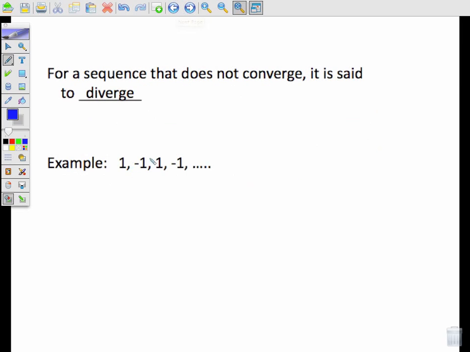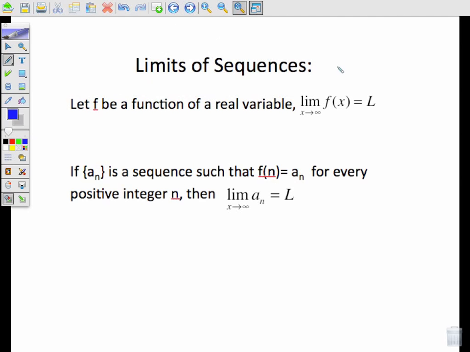For a sequence that does not converge, in other words, there's no relationship between the numbers, you can see here it bounces back and forth like it's oscillating, then this is to say that it diverges. So there wouldn't be a limit in this case.